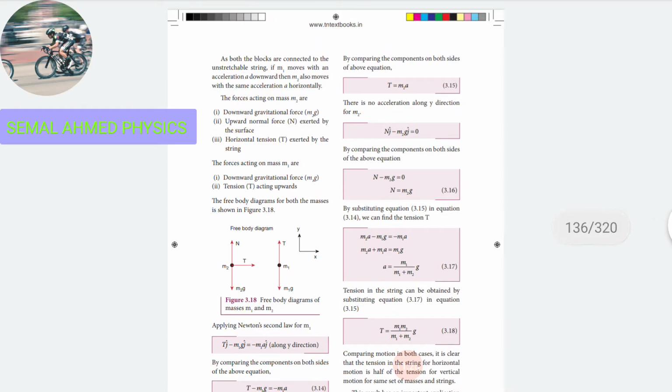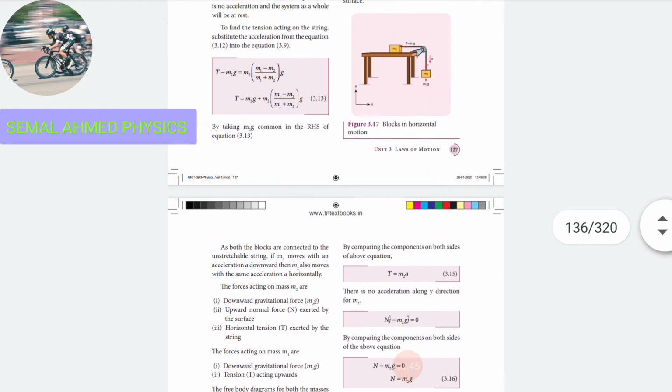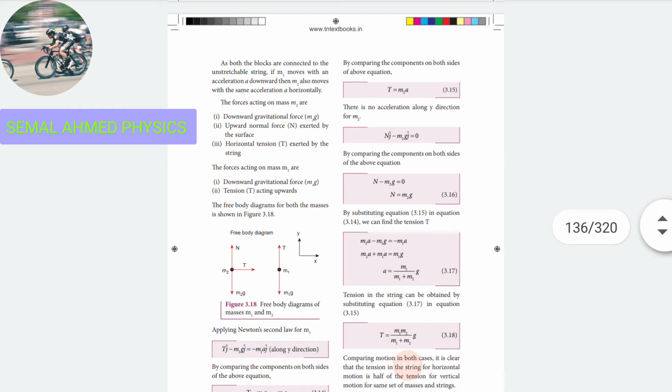Now for the normal direction, the two forces along the y-axis, upward and downward, cancel each other, so comparing the components on both sides, N minus m2 g. N is the normal force and m2 g is the downward force, since the table is frictionless. So N minus m2 g equals 0. So N is equal to m2 g.